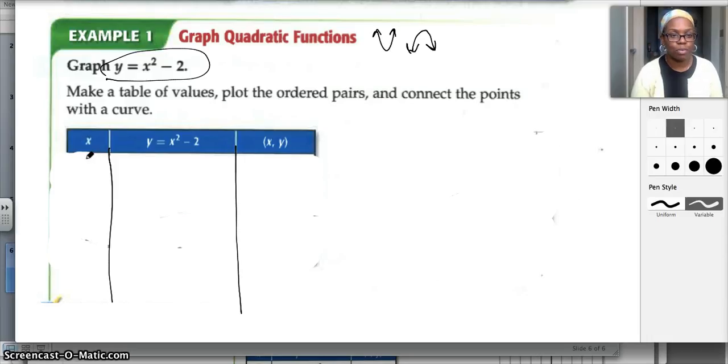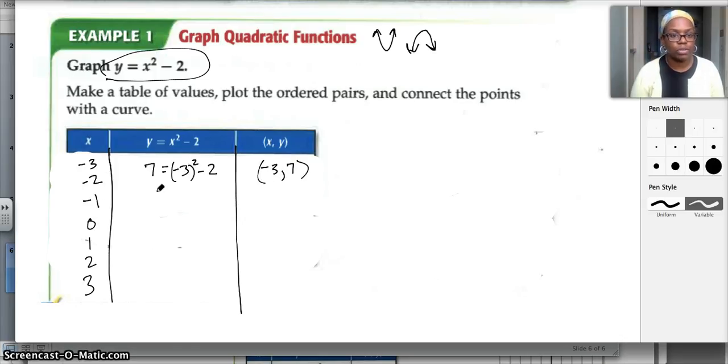Let's talk about the values that we want. So I like starting off with -3, -2, -1, 0, 1, 2, and 3. I know that's a lot of points, but we need a good number of points to get a good shape on my parabola. So if I plug in -3, so (-3) squared, notice where my parentheses are, minus 2. If I square that -3, I get 9. 9 minus 2 gives me 7. So the ordered pair that I'd have to graph here would be (-3, 7).